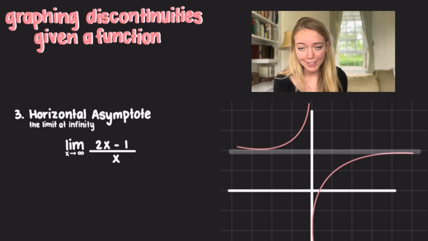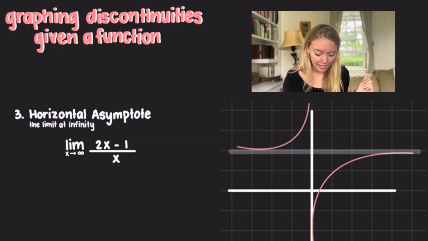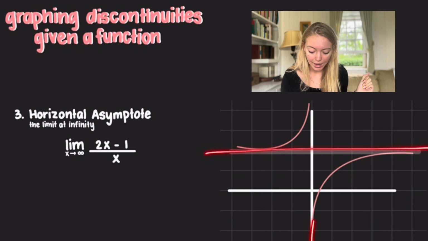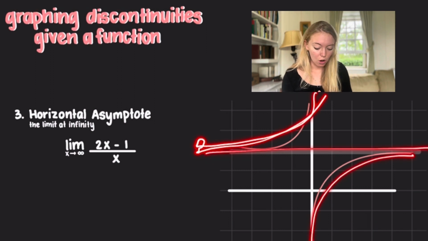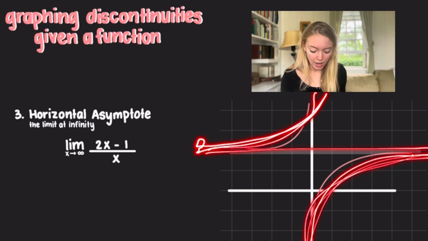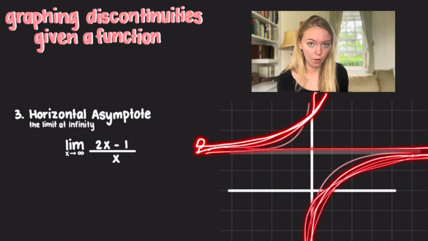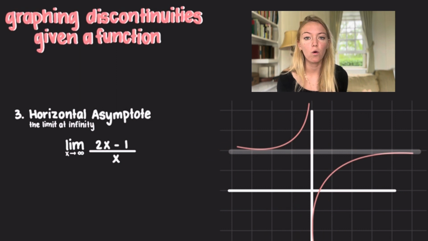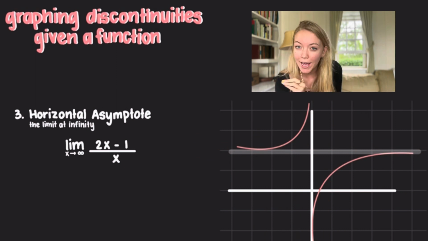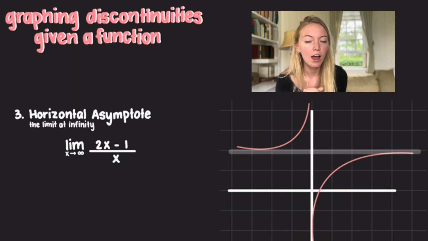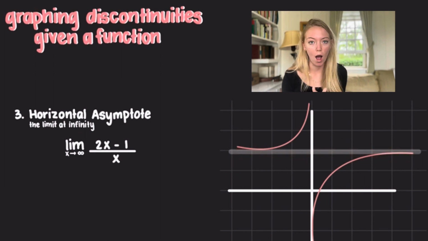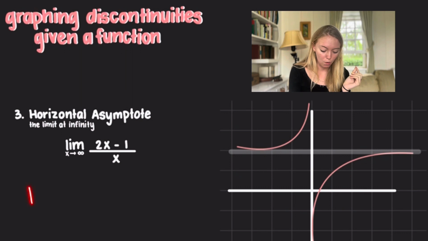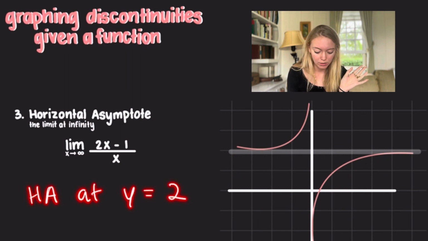So a horizontal asymptote is exactly what it sounds like. It's just a horizontal line where the function around it cannot cross that line. So here our horizontal asymptote is 2. Your teachers are probably going to want you to write horizontal asymptote at y is equal to 2, not x is equal to 2. How are you going to remember that? Well, the horizontal asymptote crosses the y-axis. So horizontal asymptote at y is equal to 2.